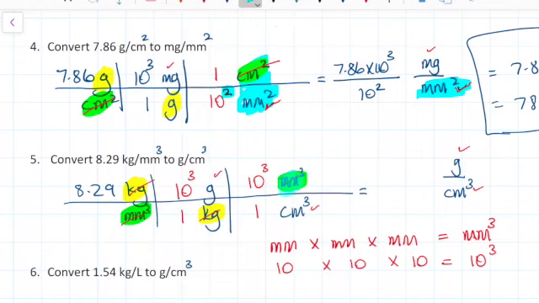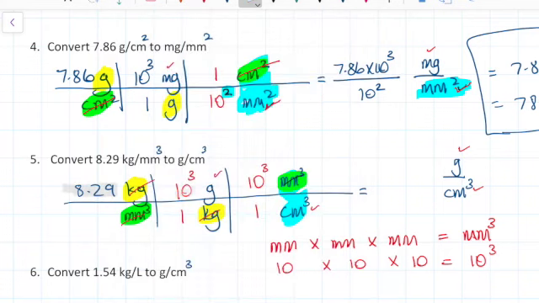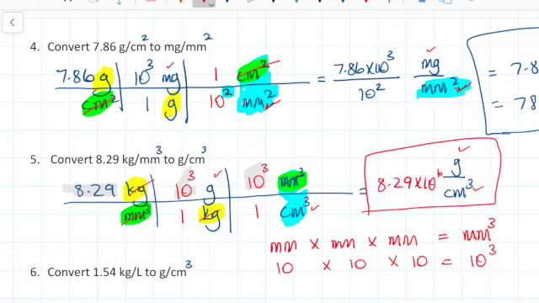Once again, my students want to take these units and start doing math with them. No, the units are there. We have just sorted out their units. Now leave them alone. Don't touch them. Now we just do the math. I'm left here with, let's look, 8.29 times 10 to the third times 10 to the third, which is 8.29 times 10 to the sixth grams per centimeters cubed.